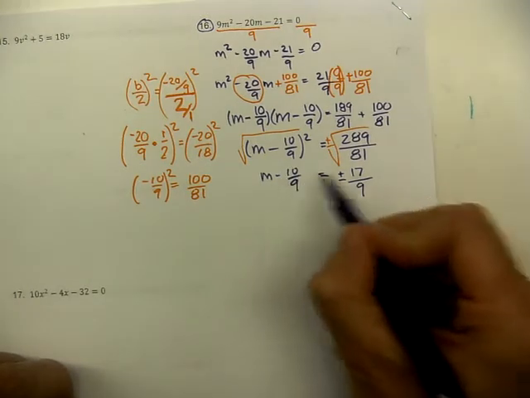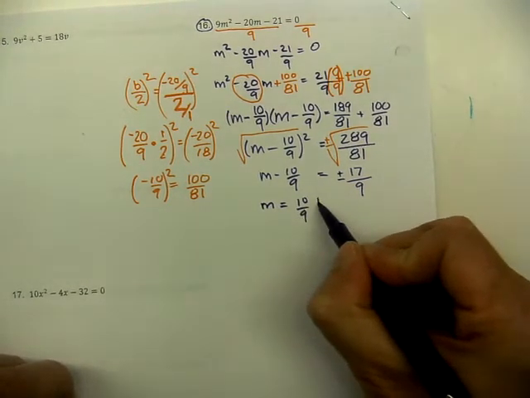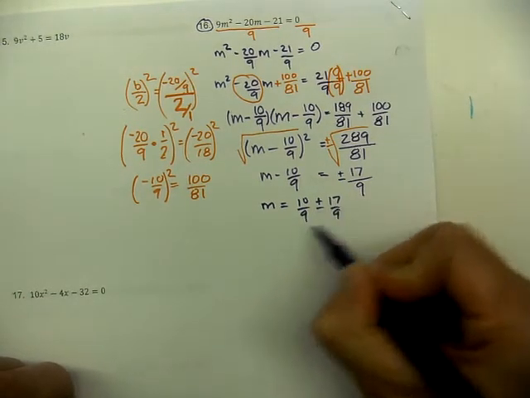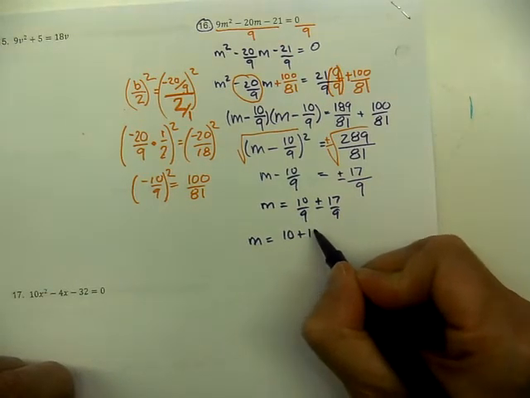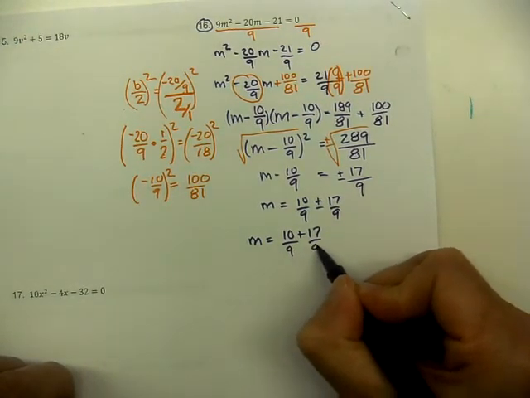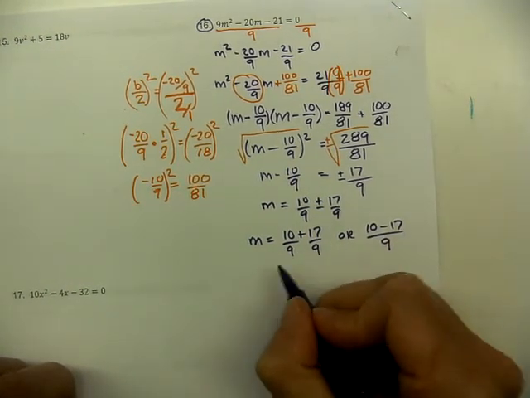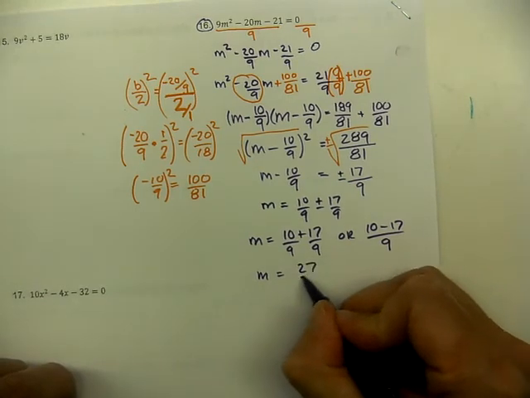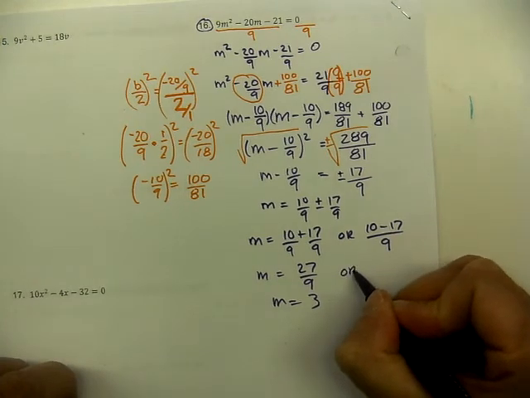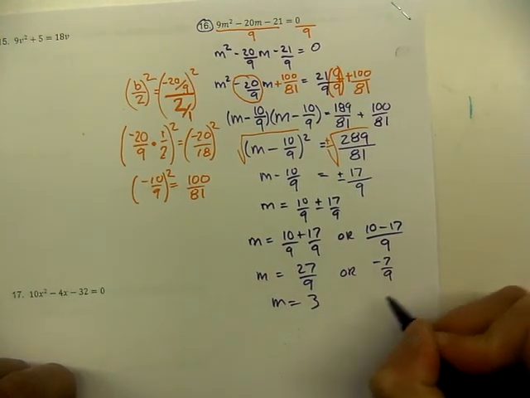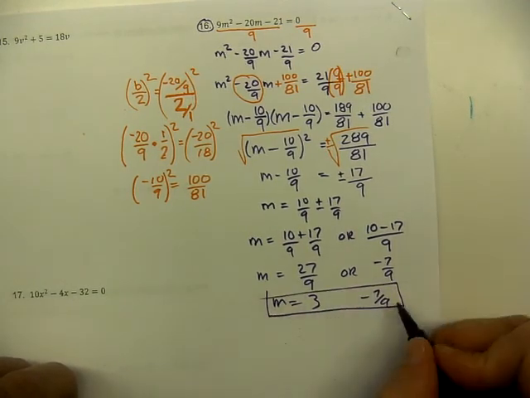Next, we'll add the 10 ninths to both sides. So we've isolated the variable, so we have a positive 10 ninths, and then we have a plus or minus the 17 ninths. So again, there's two problems here because either we have 10 plus the 17 over the common denominator of 9, or we have 10 minus the 17 over the common denominator of 9. So we end up with a result of 3 or negative 7 ninths. All right, so that one doesn't simplify any further, so there's the final two answers.